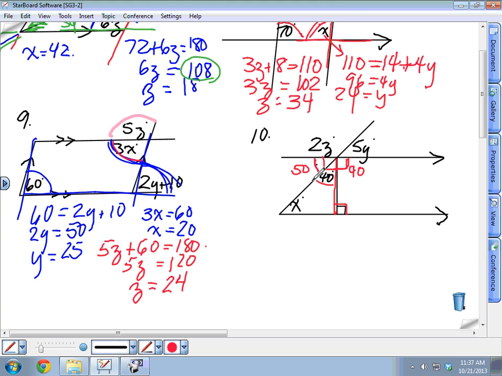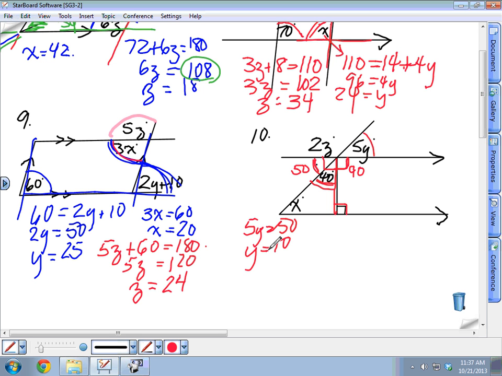It is 5y, which you also solved. 50, because this is a 90-degree angle, and this is a 40, and then the other 50 over here, okay? So 50 is equal to 5y. So y equals 10.